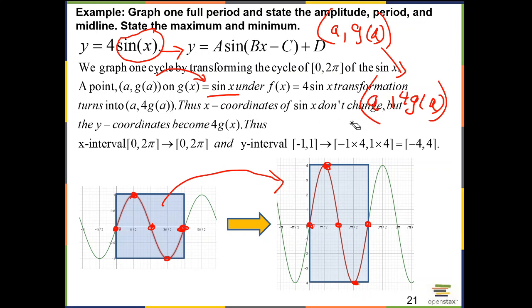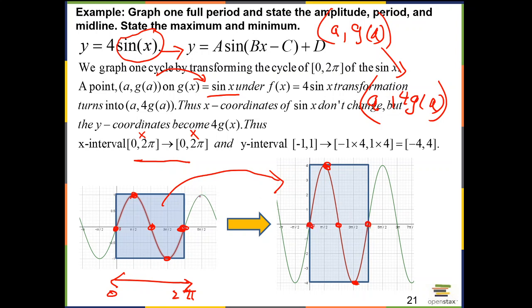So you can easily see where the rectangle goes, because this distance is what? It is from 0 to 2 pi. So from 0 to 2 pi, what happens to it? 0 to 2 pi goes to 0 to 2 pi. Why? Because these are x values, and we just said x values don't change. So that distance is still from 0 to 2 pi.